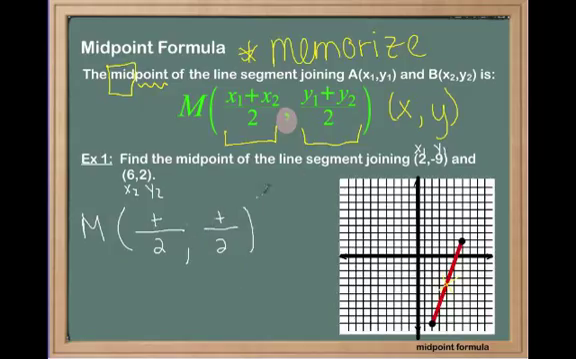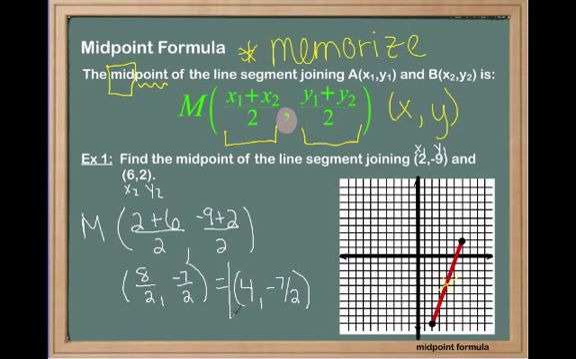All right, so in place of x1, I have 2. In place of x2, I have 6. In place of y1, I have negative 9. And in place of y2, I have 2. And now it's just some calculating here. 2 plus 6 makes 8 over 2. Negative 9 plus 2 makes negative 7 over 2. And we're going to simplify when possible. And I get an answer of (4, negative 7 halves), or you could say (4, negative 3.5).